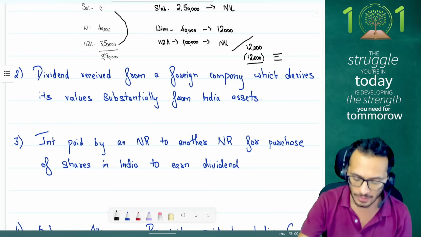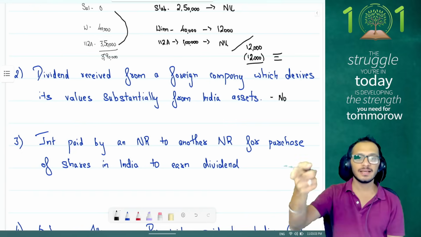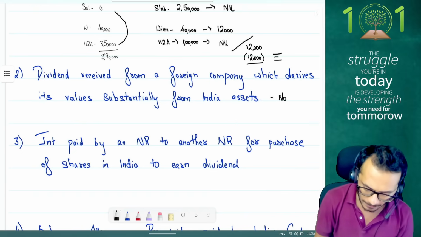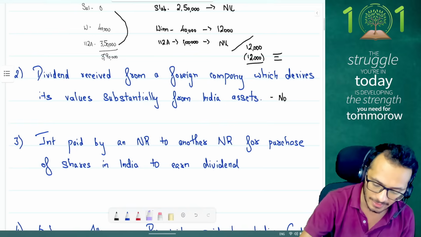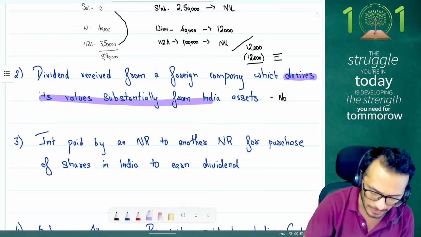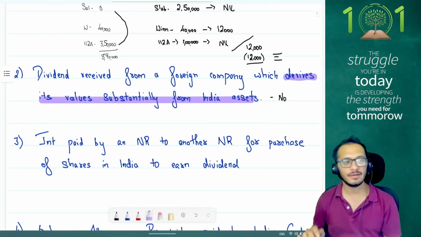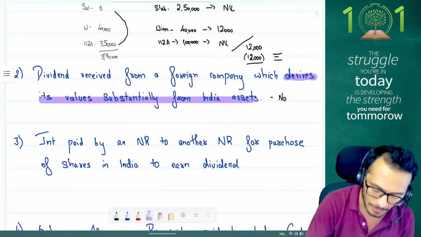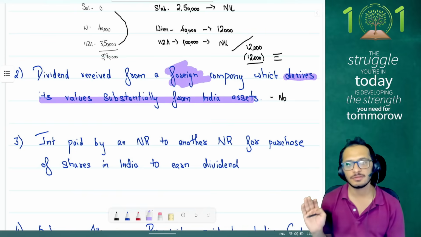The answer is no. You will not be taxable for this in India because only dividend from an Indian company is taxable in India. What happens to this word, people, which says it is deriving its value substantially from assets located in India? Is that of any relevance? No, it is of no relevance. You will ignore this point. It doesn't matter. You should be able to have something called an Indian company here. There is no Indian company. It is not taxable.